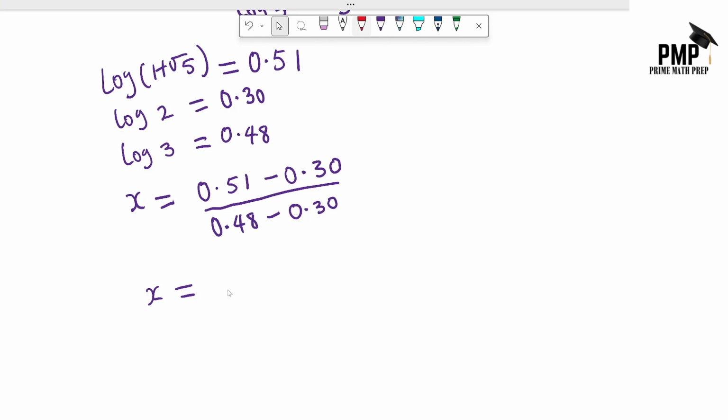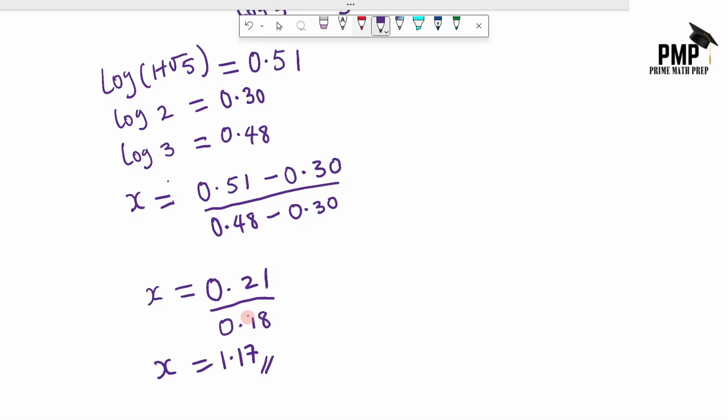When we solve this, we have that our x is 0.51 minus 0.30, which will give us 0.21, divided by 0.48 minus 0.30, which will give us 0.18. If we divide this 0.21 by 0.18, we will have that our x will be 1.17 in decimal format. Let us check to see if this is correct.